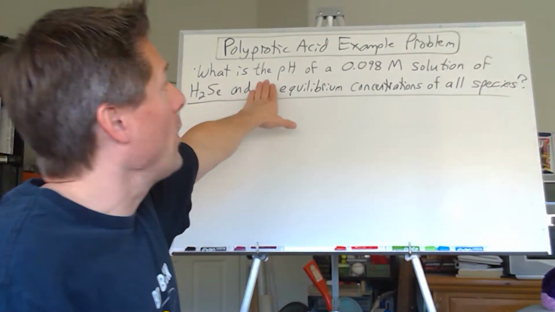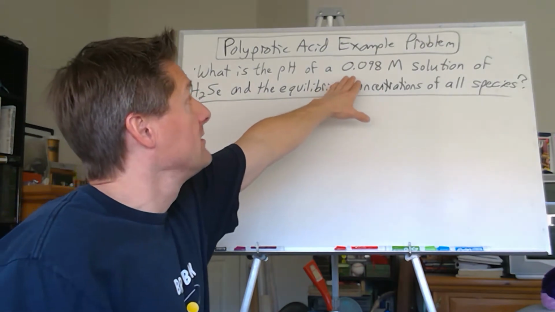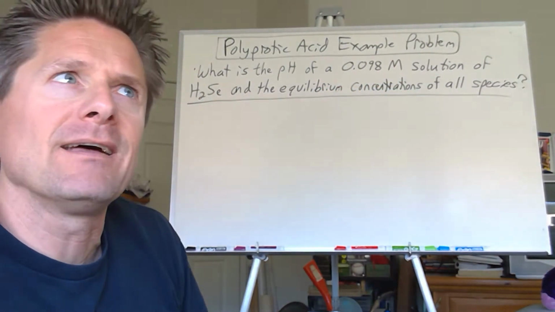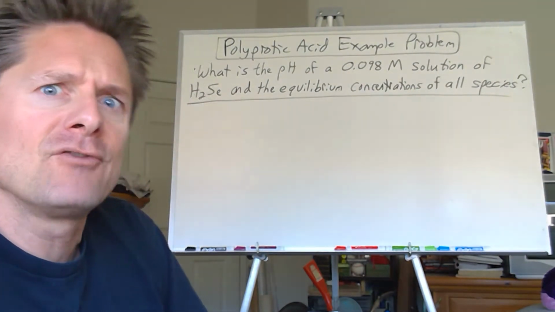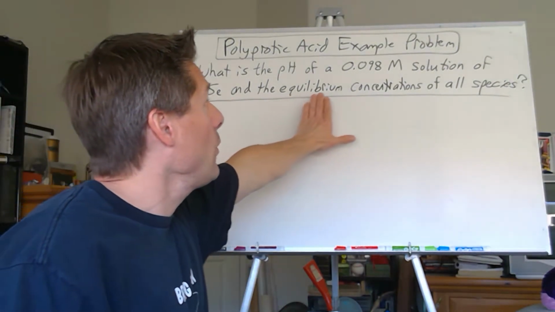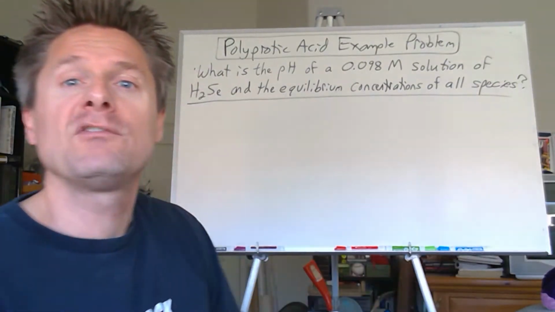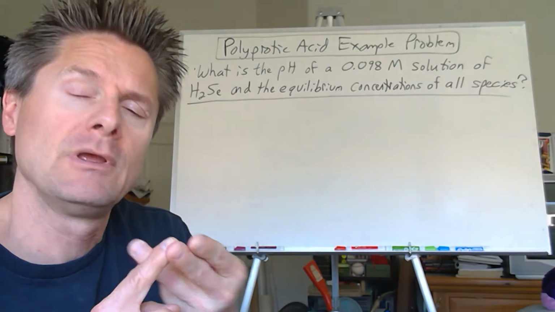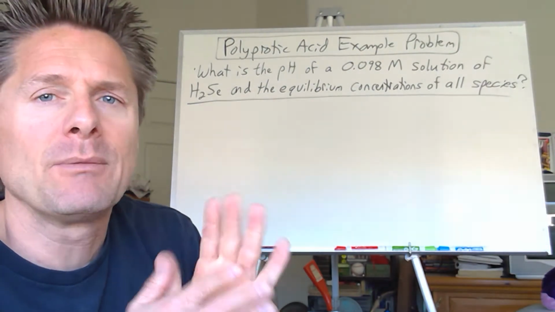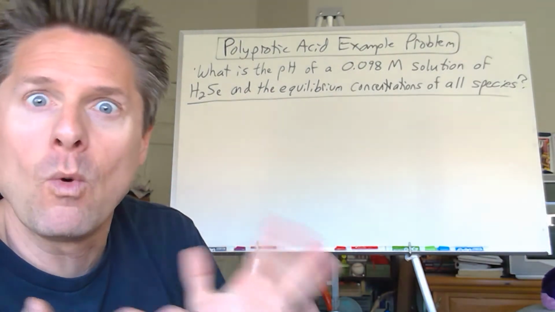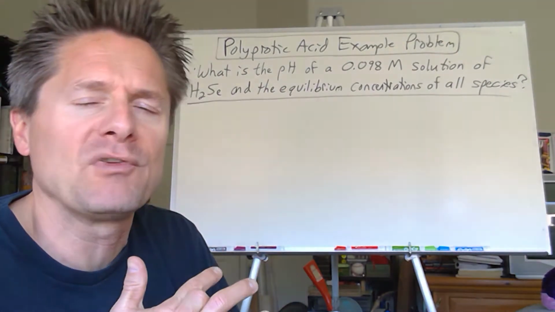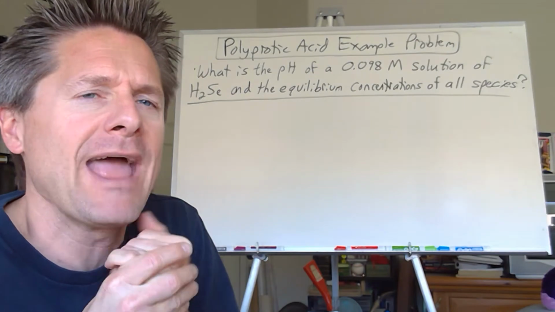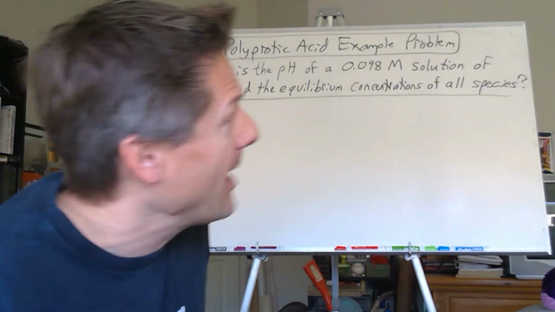All right, simple. Seems like a simple question. What is the pH of a 0.098 molar solution of H2Se, hydroselenic acid, I think? And what are the equilibrium concentrations of all species? So remember, three things I can ask you mostly: pH of the solution, percent ionization, and equilibrium concentrations of any one or all the species. I didn't ask for the percent ionization, but that's pretty easy. It's just X divided by the initial concentration of the acid. So we could easily have done that.